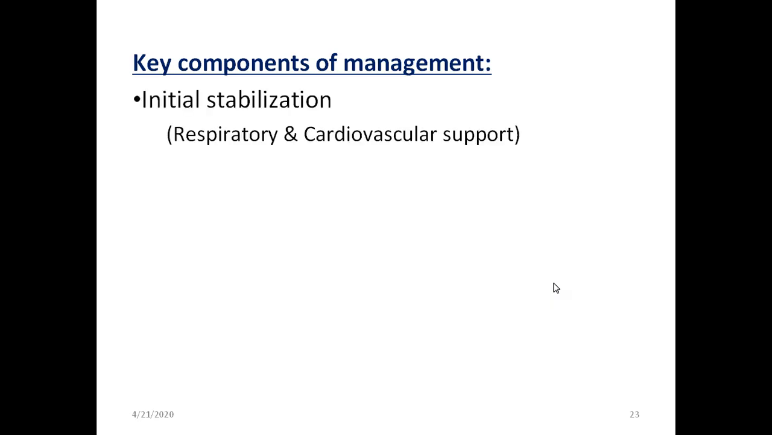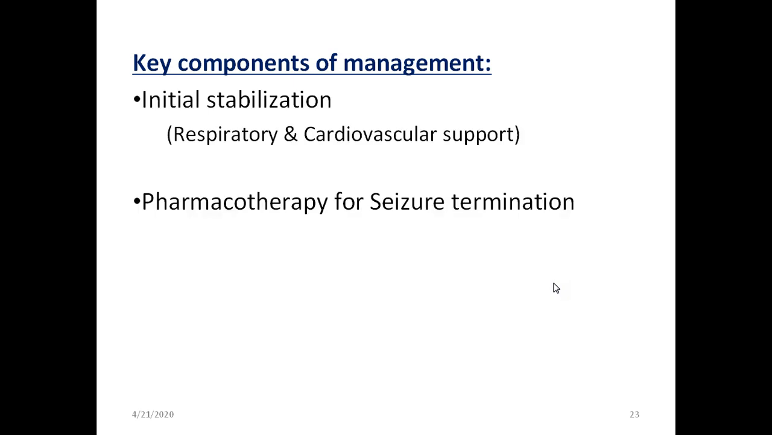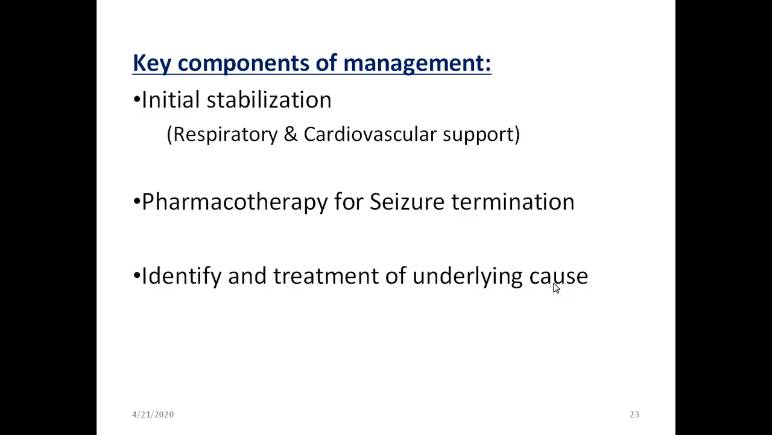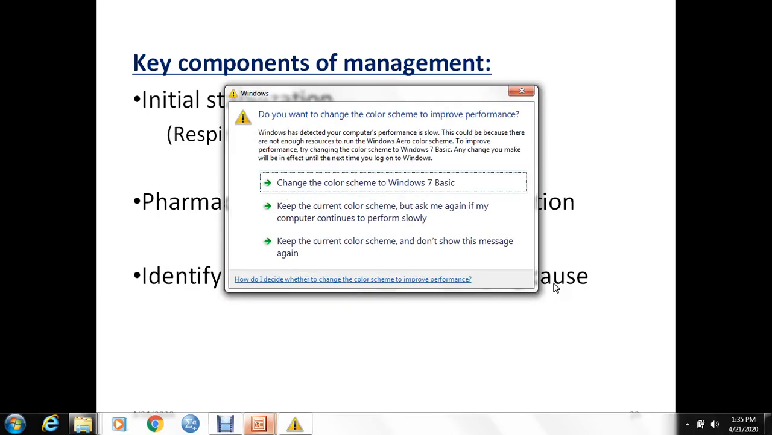What are the key components of management? Initial stabilization, the ABCD, respiratory and cardiovascular support. Give adequate doses of emergent medication and then urgent medication. Identify and treat the underlying cause. As we discussed in etiology, fever is the most common cause. Among the other causes, metabolic causes can be the reason.